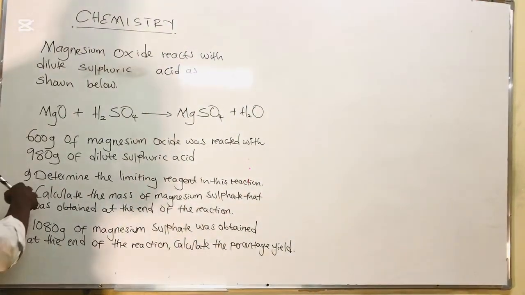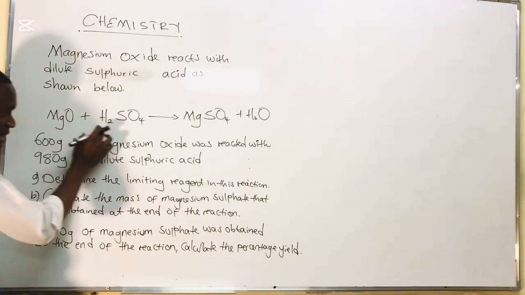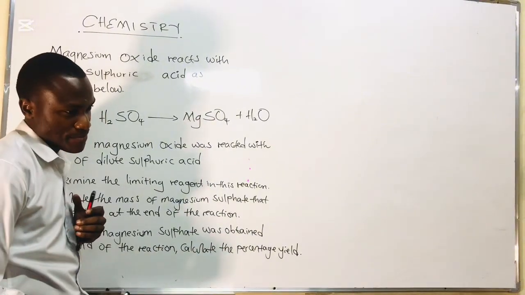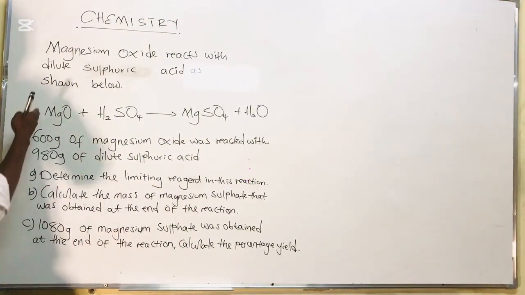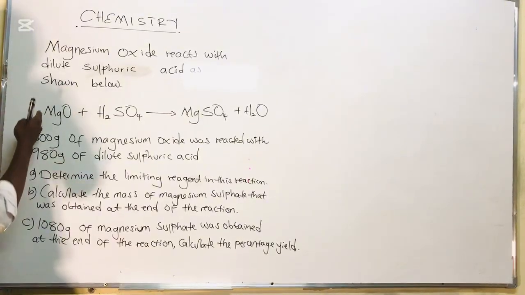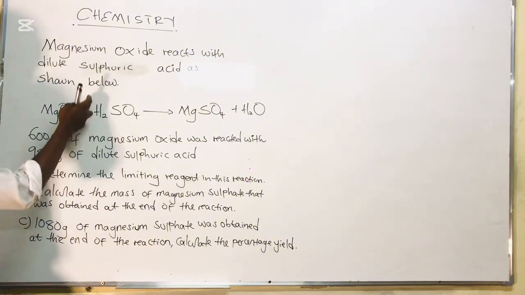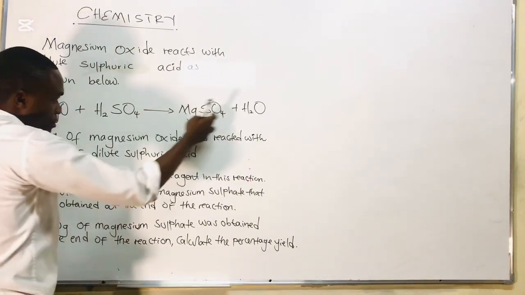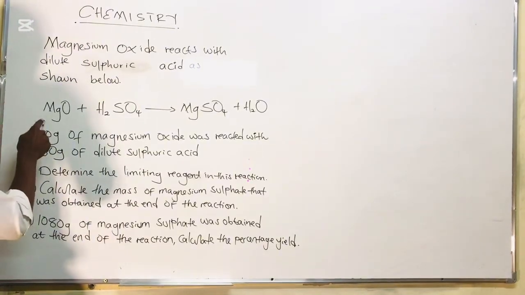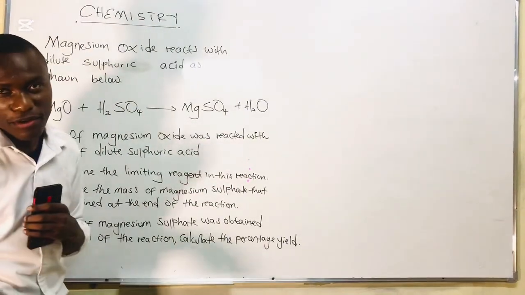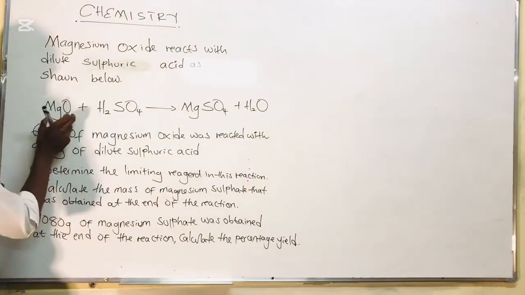So, determine the limiting reagent in this reaction. Now, we've identified that this is a self-balanced equation. So if it is a self-balanced equation, I'm sure you can agree with me that the balancing figure here is 1, the balancing figure here is 1, and so on for each. So the mole ratios here are 1 to 1 to 1 to 1 to 1. Remember, the limiting reagent is between these two reactants.